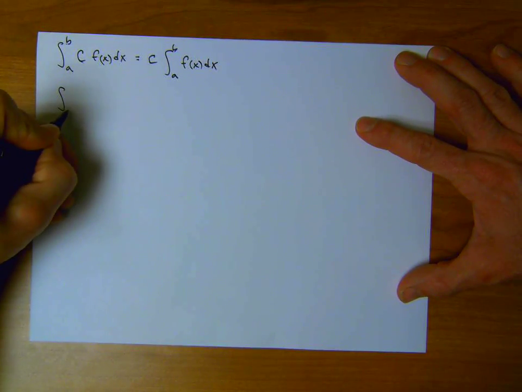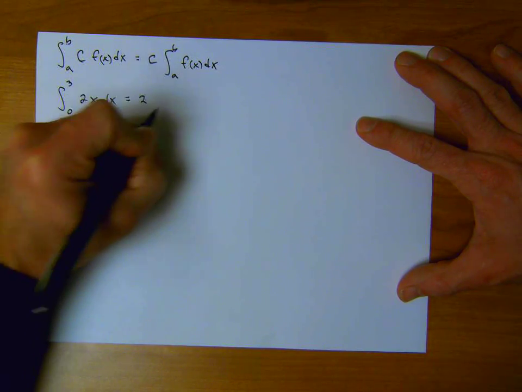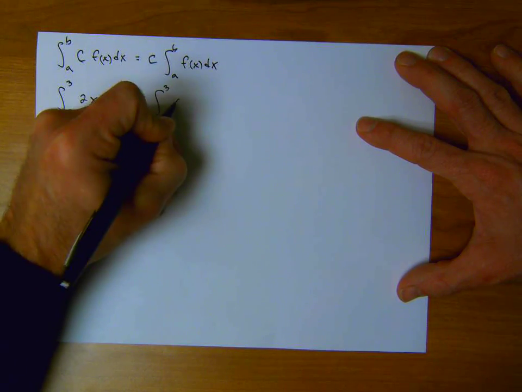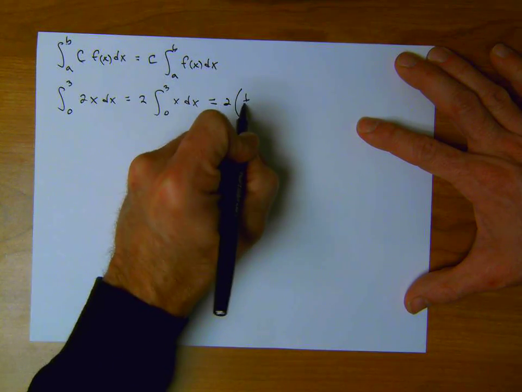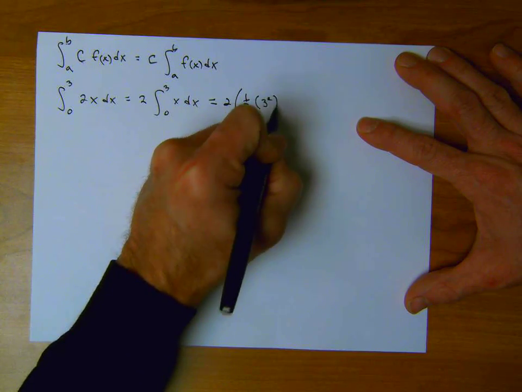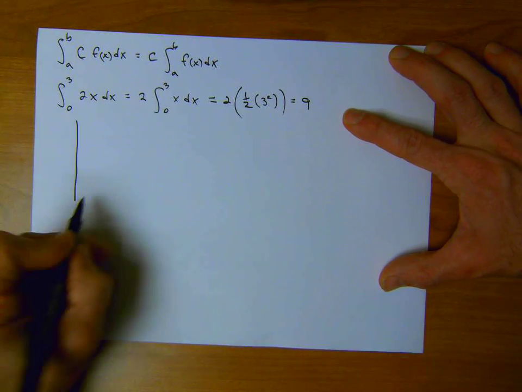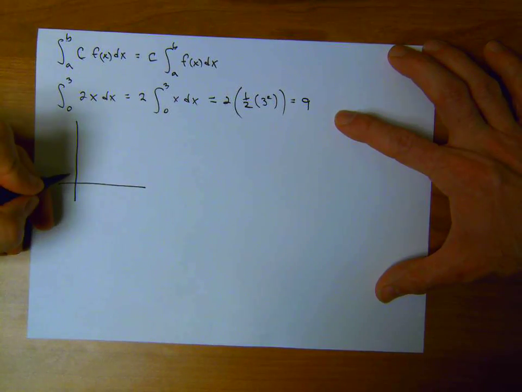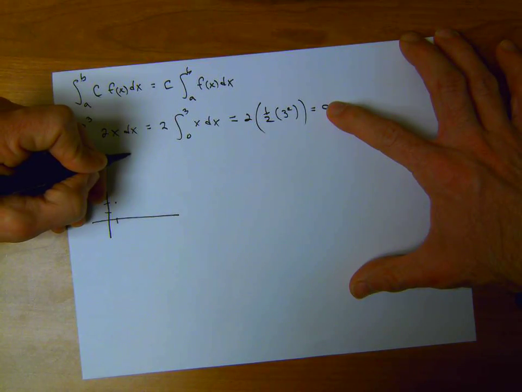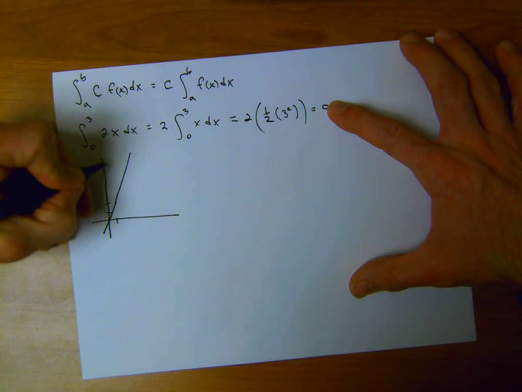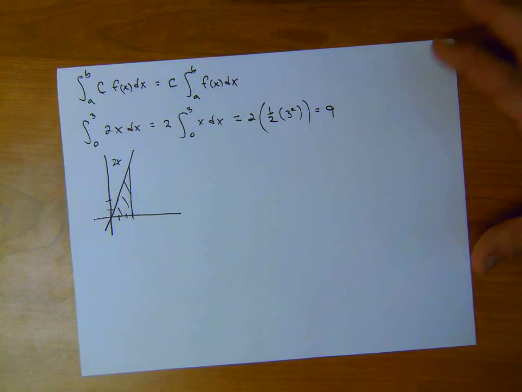So a quick example of that, if we go from 0 to 3 of 2x dx, well, that's the same as 2 times the integral from 0 to 3 of x dx. Again, using the same property we did before, so this is 2 times 1/2 times 3 squared. Well, 2 times 1/2 is just 1, so that just gives us 9. Graphically, what we have going on, if we do 2x, right, so we could say we're up 2 over 1, so our graph here would look something like this. So this is 2x, and if we go out to 3, then that area is 9, all right?